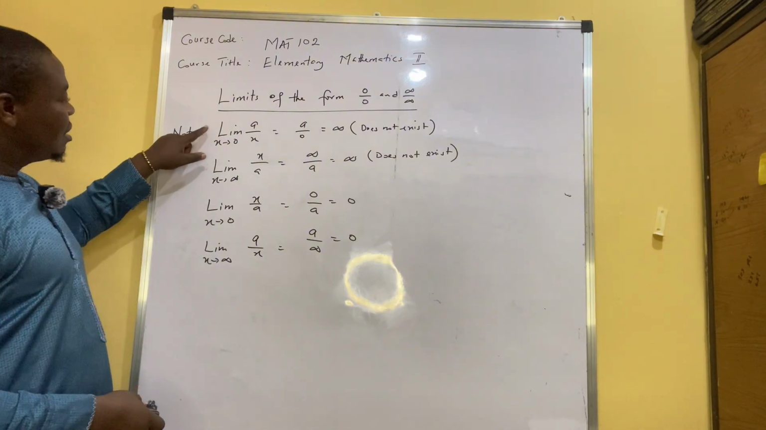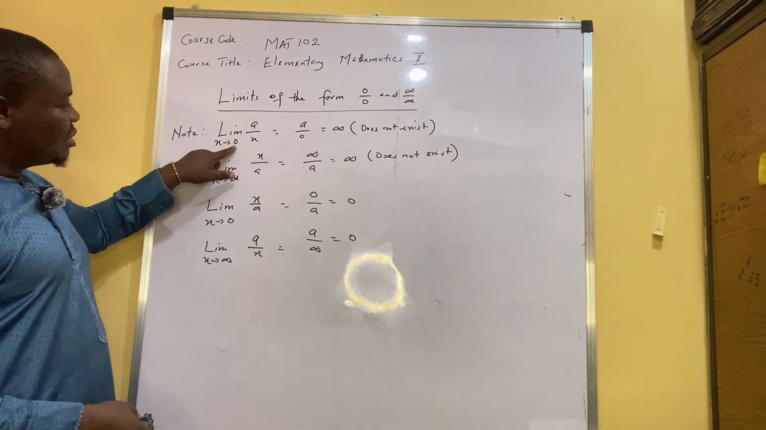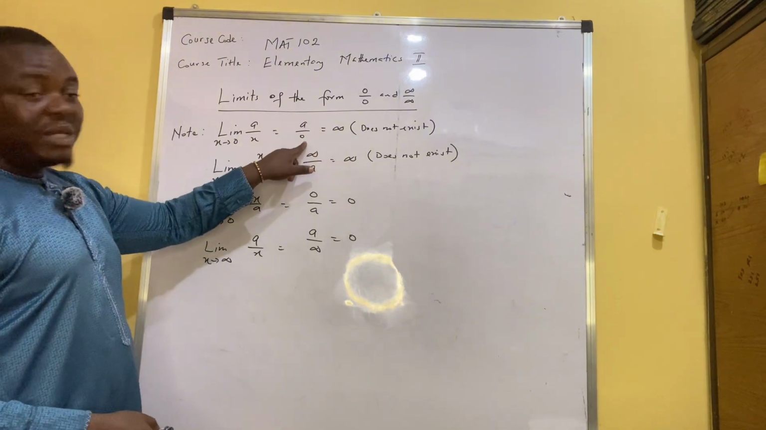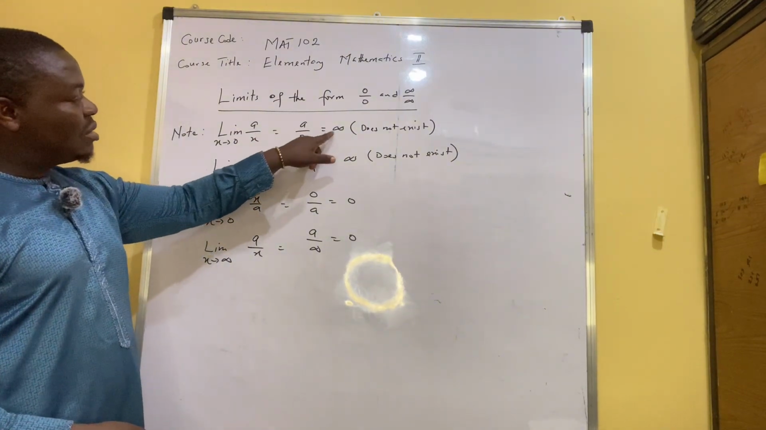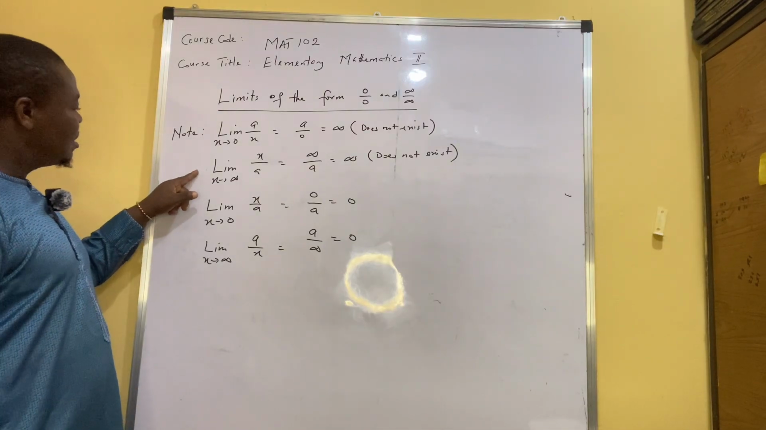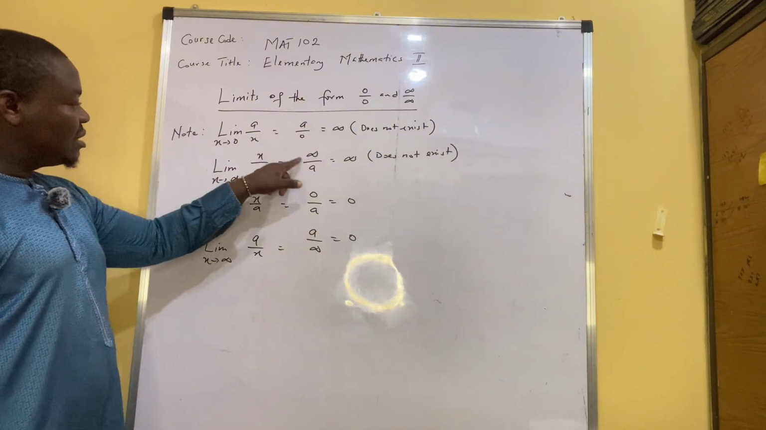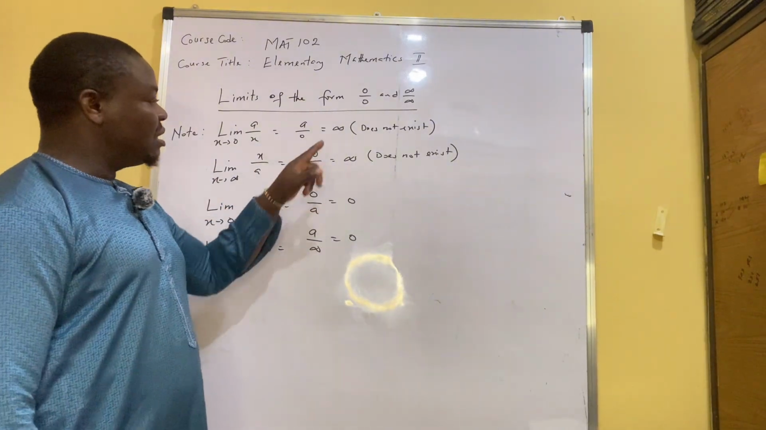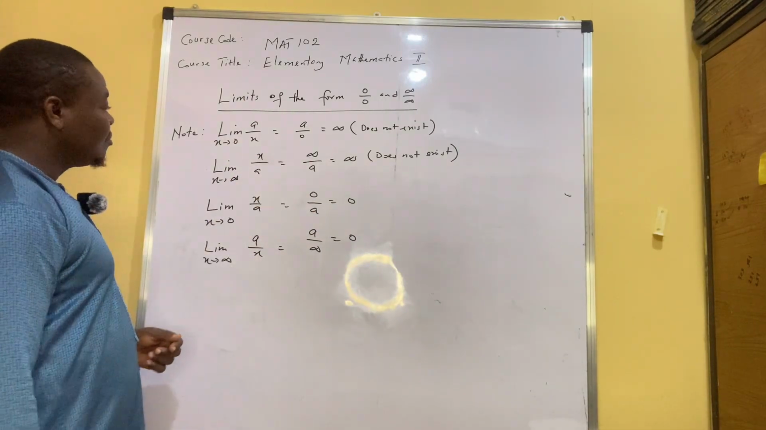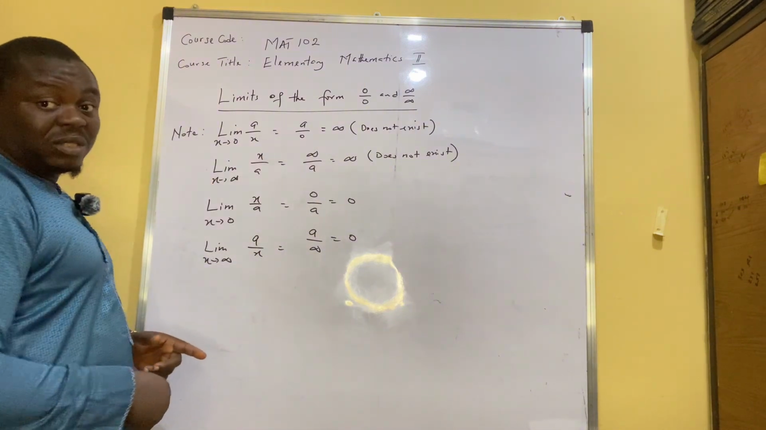So the first is to note that whenever you are taking the limit of a constant over x as x tends to 0, if you substitute the value that x tends towards here, you're going to have a over 0. Any constant over 0 is undefined, and it means that the limit does not exist. Next, the limit of x over a as x tends to infinity: if you substitute the infinity for x, it is undefined as well, that is, the limit does not exist. It's just like you have a very, very large value divided by a constant. So your result will still be very, very large, which is undefined. So it means that the limit does not exist.